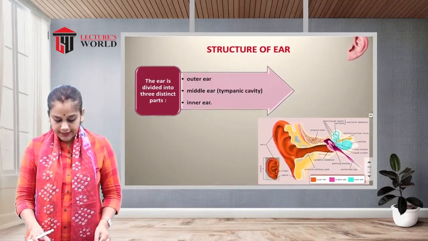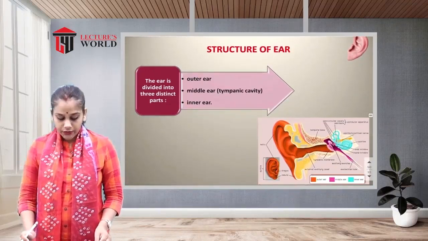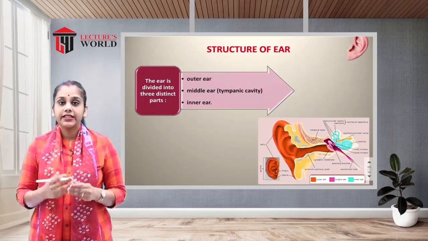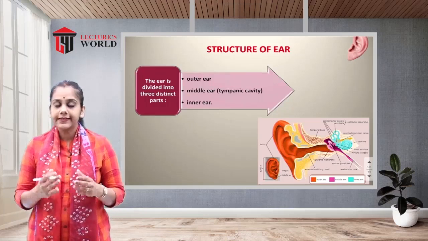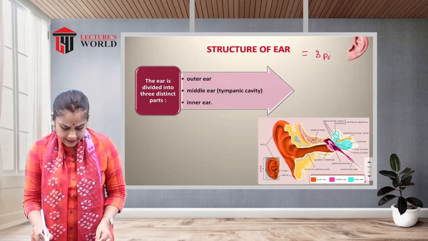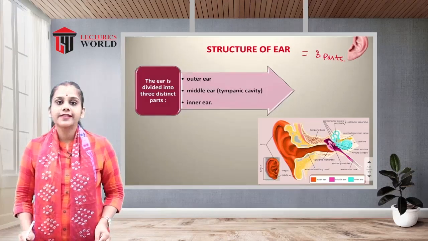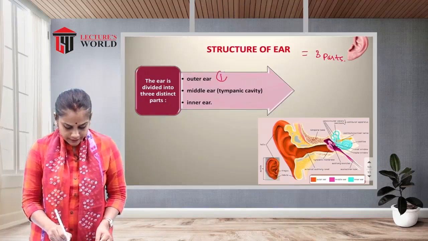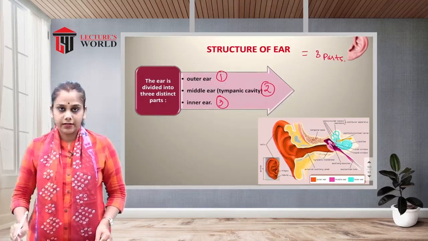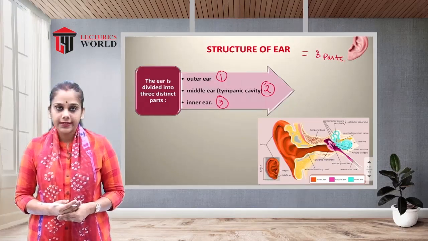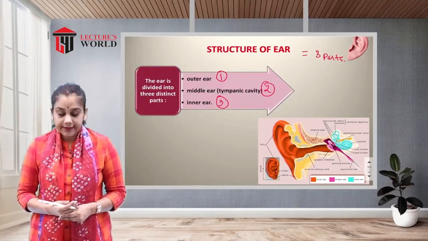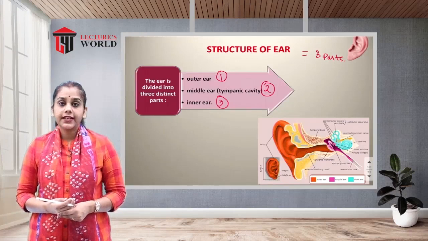So let us see the structure of the ear. The ear is divided into three distinct parts. The first one is the outer ear, the second one is the middle ear, and the third one is the inner ear. Three parts of the ear: the external ear, or we can say outer ear, the middle ear, and the inner ear.